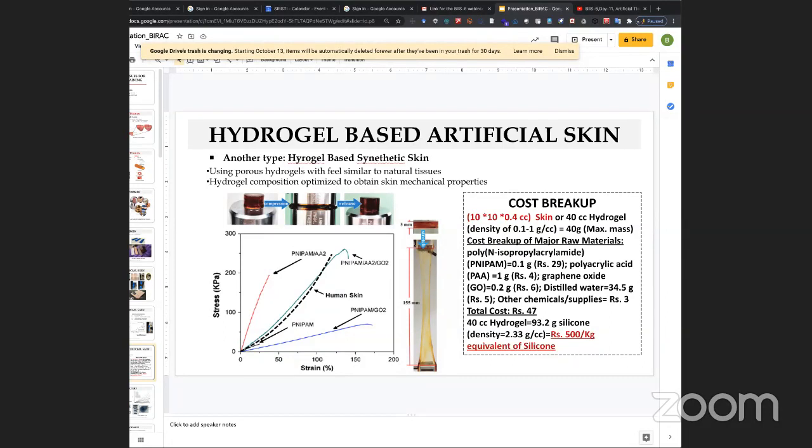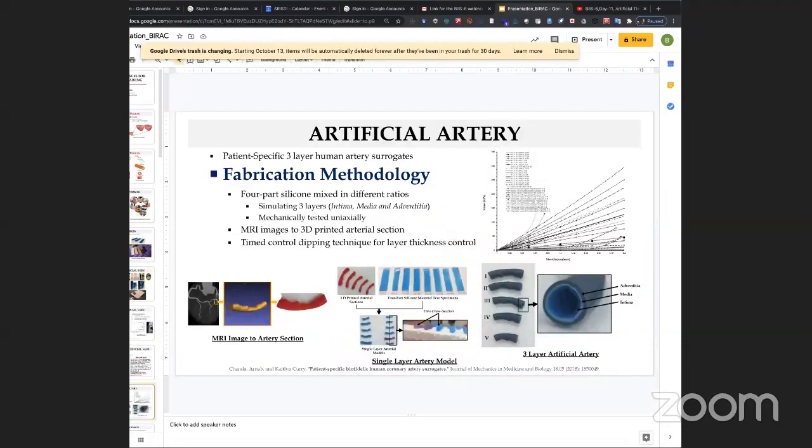So if we look at the cost breakup, this is a very essential component, because if it is expensive, we cannot sell it in India. So this comes down to around 500 rupees per kilogram equivalent of silicon. What does that mean? So silicon is kind of a gold standard for all kinds of soft tissues used in the market. But this specific hydrogel based, we have compared the price and looked at it per kg, it's 500 rupees. Next slide, please.